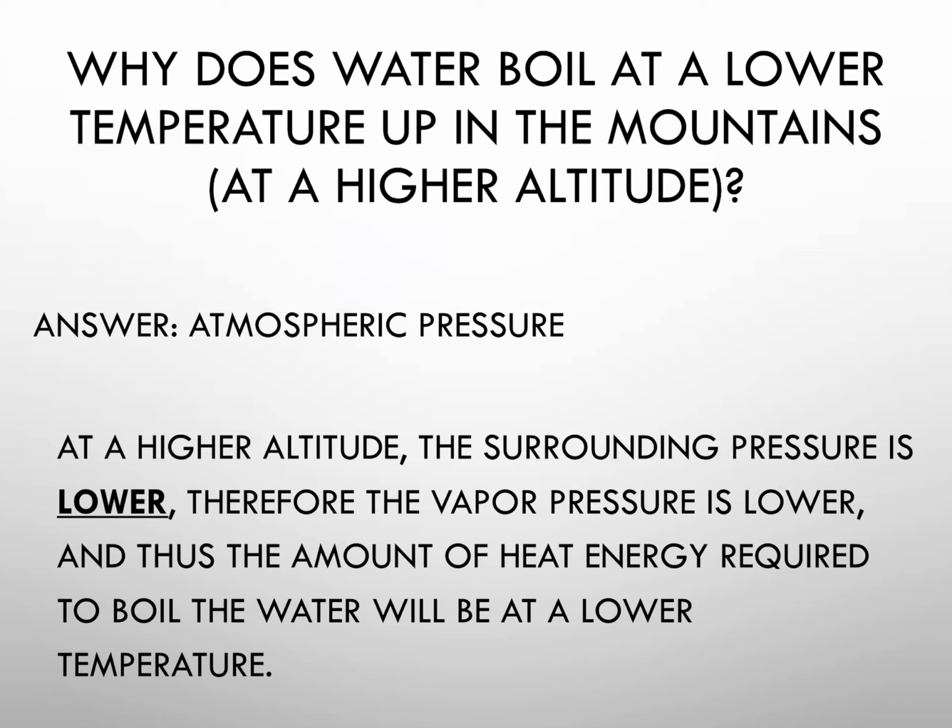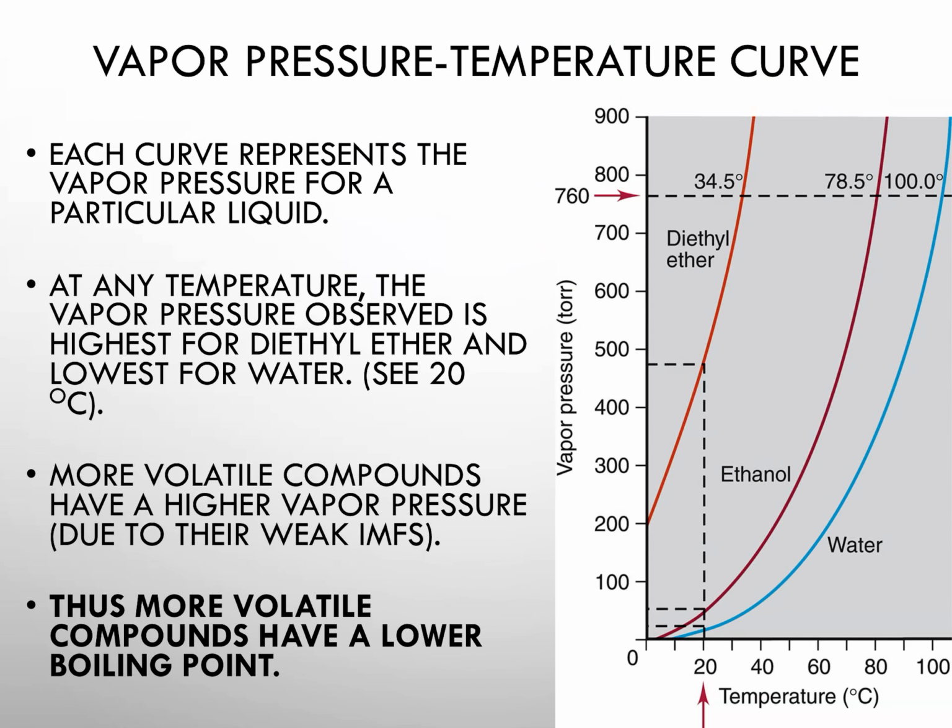Therefore, the amount of heat energy needed to boil the water will be at a lower temperature, because we're looking to get to a lower pressure. So our vapor pressure needed is lower, and our atmospheric pressure is lower. So our substance, in this case water, will boil at a lower temperature because, like I said, atmospheric pressure is lower.